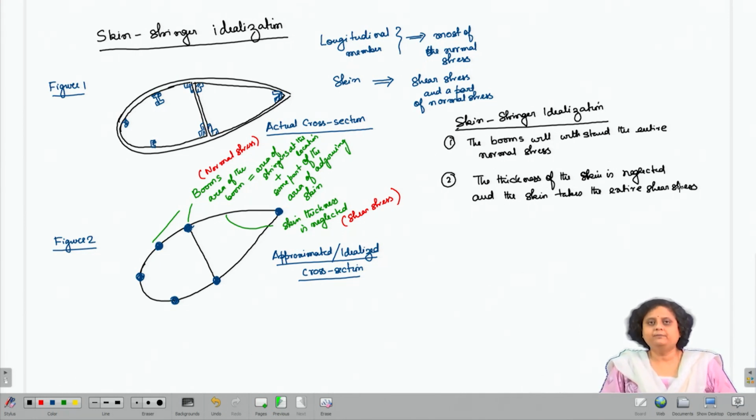Next, in the next lecture, we will be discussing this further and discuss the implications of this idealization and how it helps us to get quick solutions of the problem.